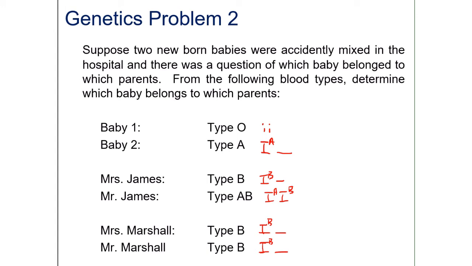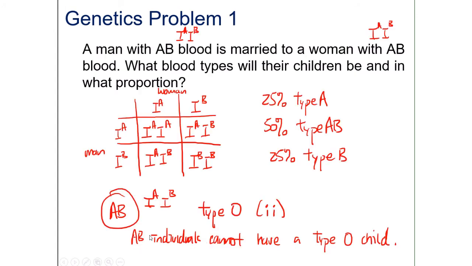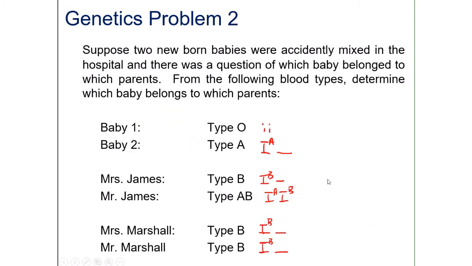So if you go back to the previous slide, if you have been writing stuff down, then you remember I told you AB individuals cannot have a type O child ever because they don't have the small i to pass on. So if you look at this, I didn't even have to write down all these things. I would know right away that baby number 1, who is type O, is not going to be the baby of the James because the father, Mr. James here, has type AB blood. He can never ever have a type O child. So if these are the only two available parents, then baby 1 has to be the Marshalls.